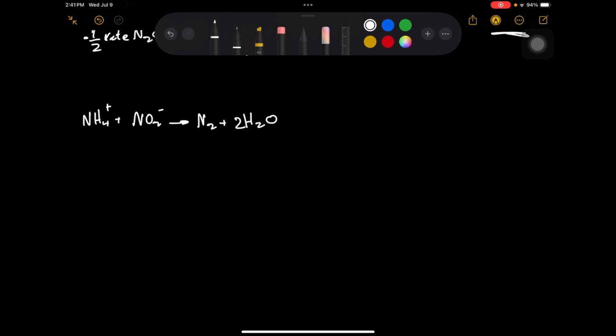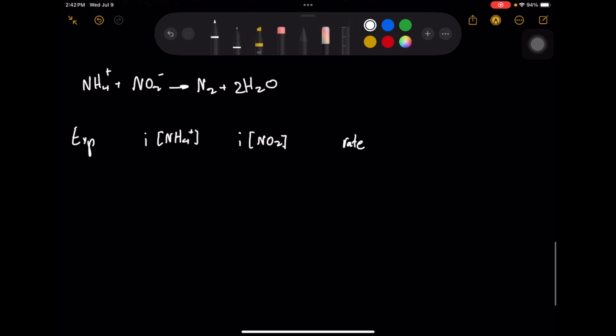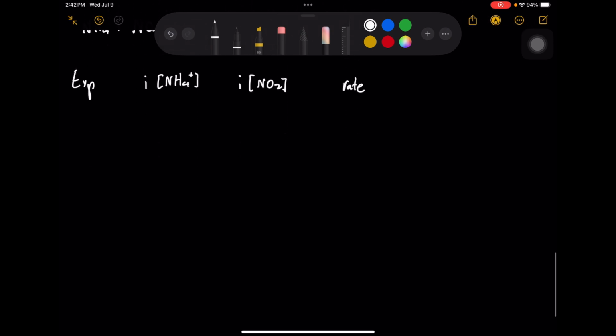So I would write it as experiment number, then initial NH4 concentration, initial NO2 concentration, and rate here. How many experiments did they do? Okay, 8: 1, 2, 3, 4, 5, 6, 7, 8.